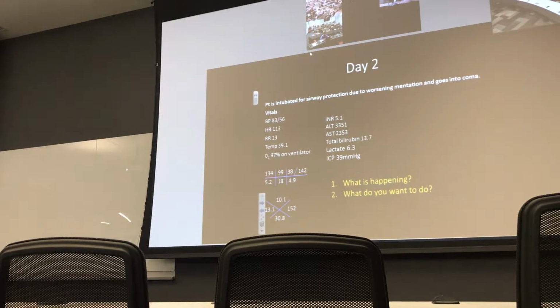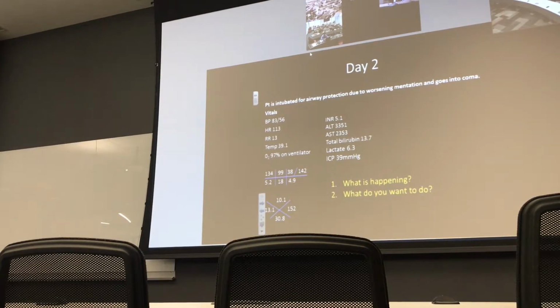Could we put her on liver dialysis? I think we should. Or an ELAD? I think this is a case where you wouldn't give someone LR considering her lactate is already high and her liver's failing. I wish I had an ABG.